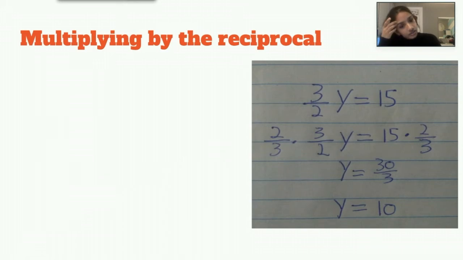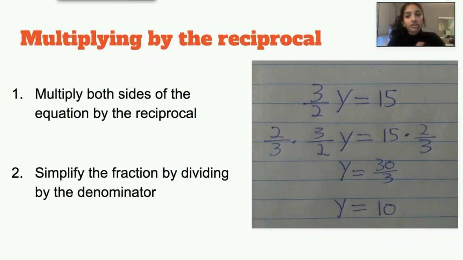So now let's take a look at 3 over 2 y is equal to 15. Our first step is to multiply both sides of the equation by the reciprocal. The reciprocal of 3 over 2 is 2 over 3 because we just flip it around. And we do that over here. We multiply both sides by 2 over 3, and on the left side that cancels out and we get the coefficient as 1. On the right side, we multiply 15 by 2/3.